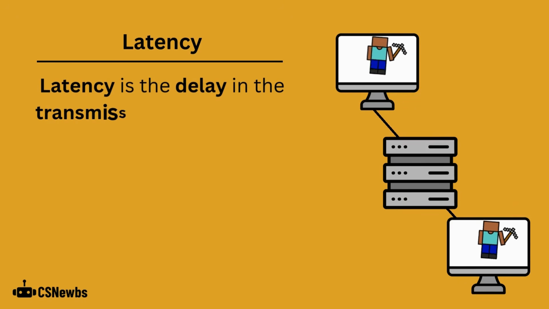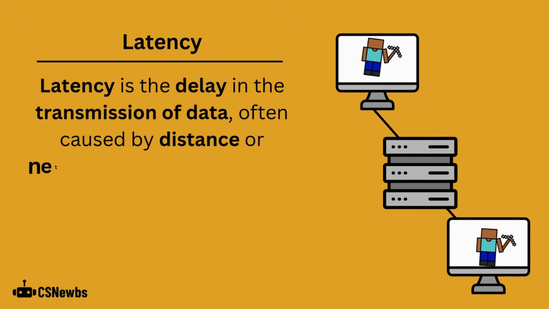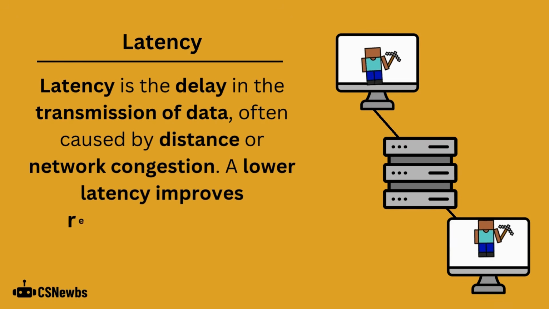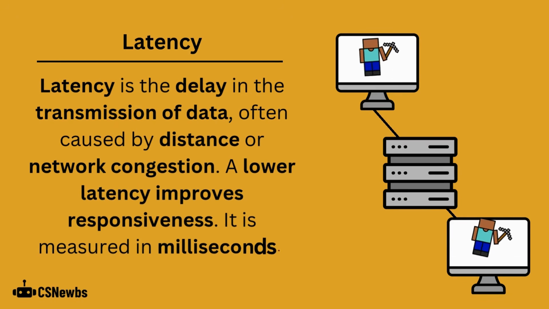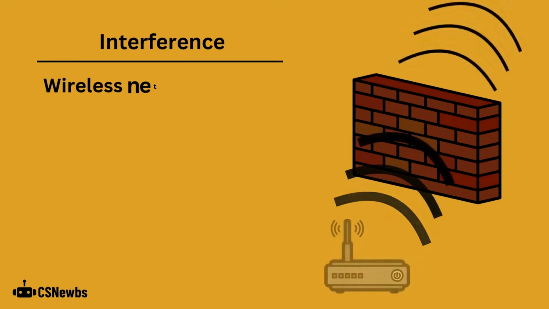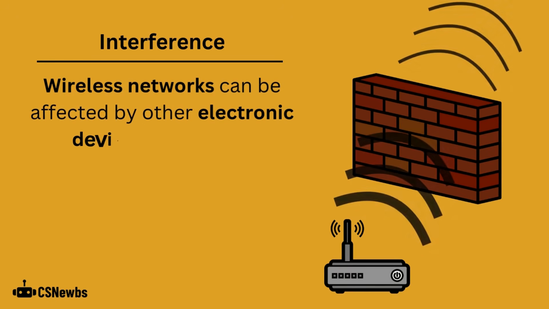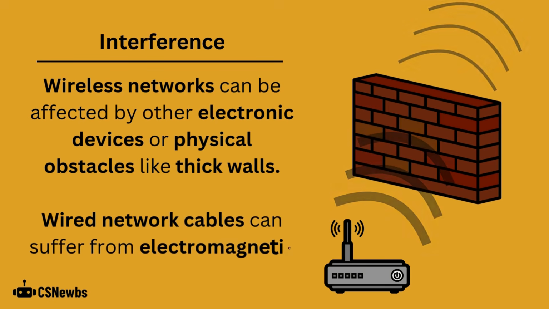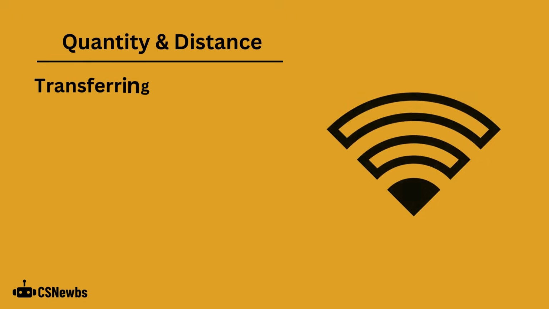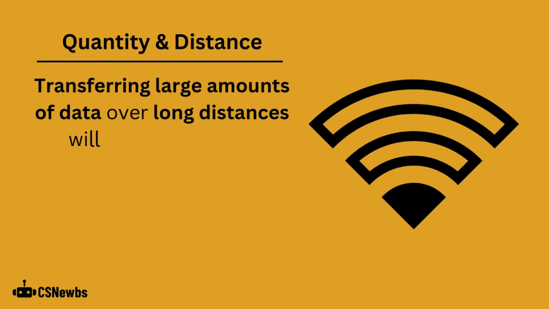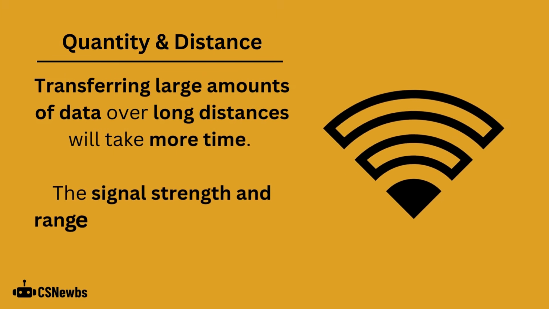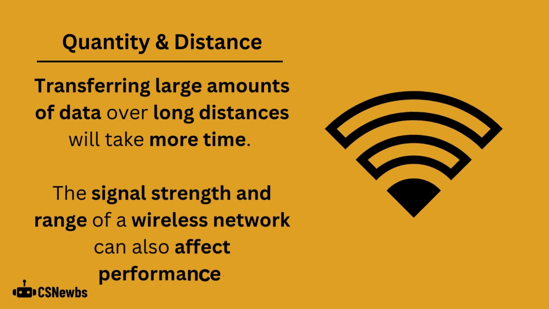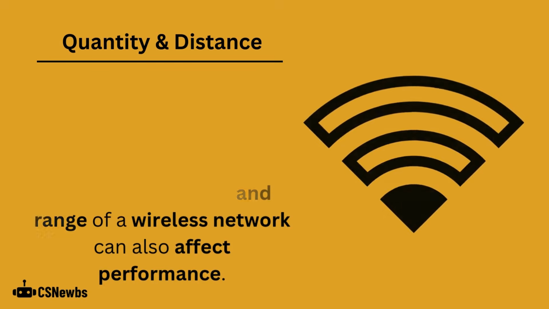Latency is the delay in the transmission of data, often caused by distance or network congestion. A lower latency improves responsiveness, and it is measured in milliseconds. Wireless networks can be affected by other electronic devices or physical obstacles like thick walls. Wired network cables can suffer from electromagnetic interference. Transferring large amounts of data over long distances will take more time. The signal strength and range of a wireless network can also affect performance.